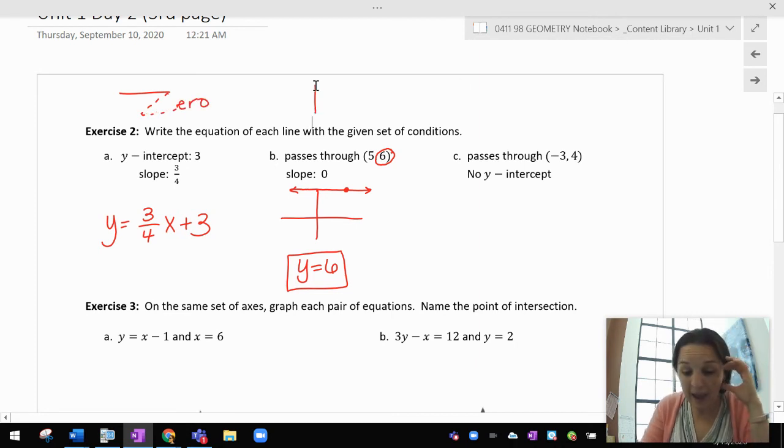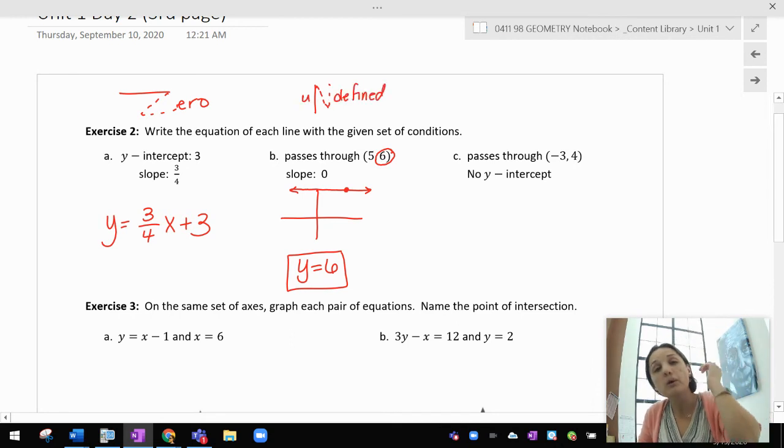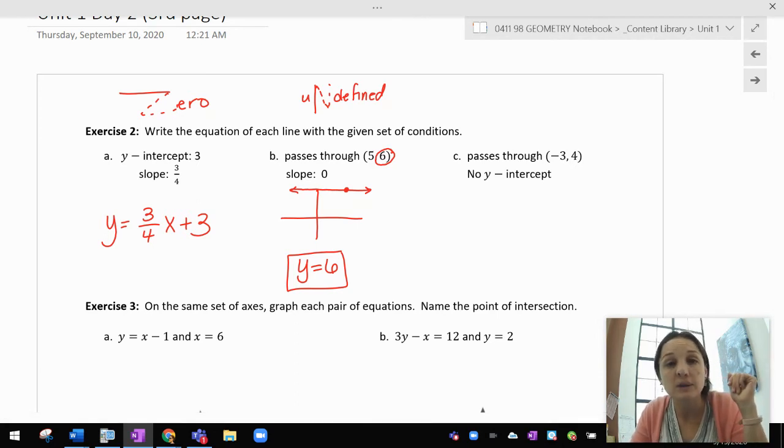Handy thing to remember, horizontal lines have a slope of 0. Vertical lines have undefined slope. It's silly, but it might work. Horizontal lines have a slope of 0 because it looks like a Z. Undefined looks like the first part of an N.